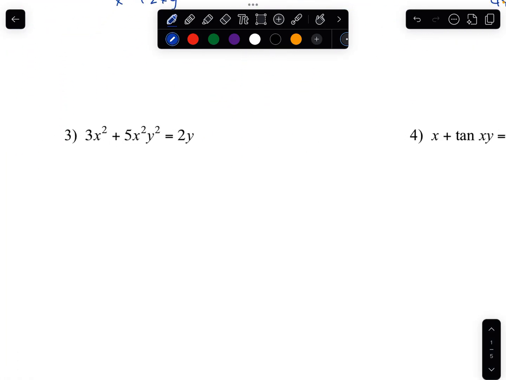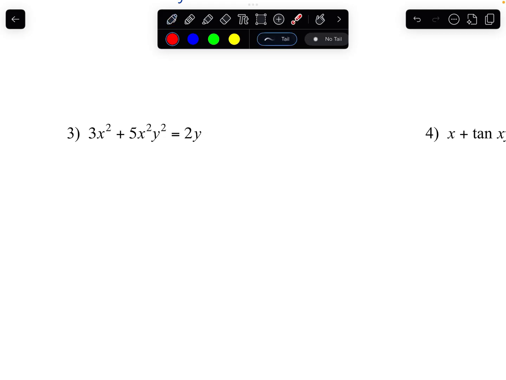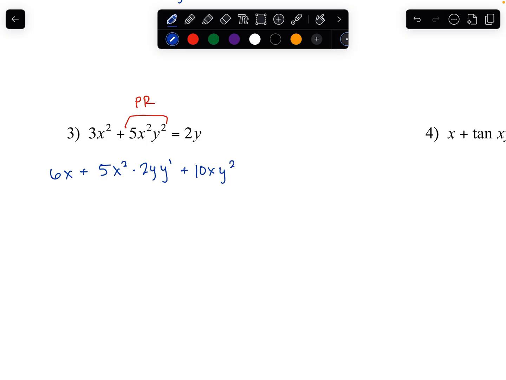Another one very similar for 3. This doesn't need the product rule, but this will need the product rule. Okay, so the derivative of that first term will be 6x plus, so 5x squared. So we'll take the first times the derivative of y squared, which would be 2y y prime. So the first times the derivative of the second plus the derivative of the first times the second equal to 2y prime.